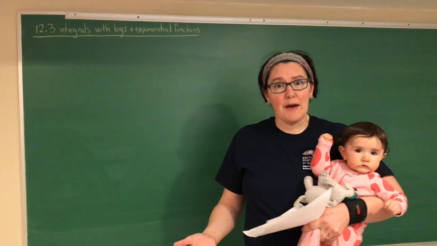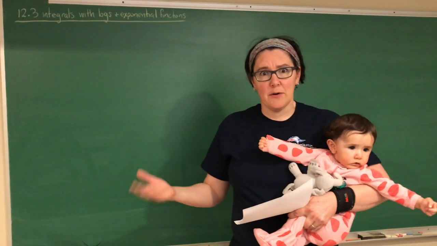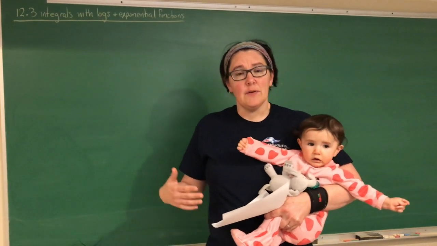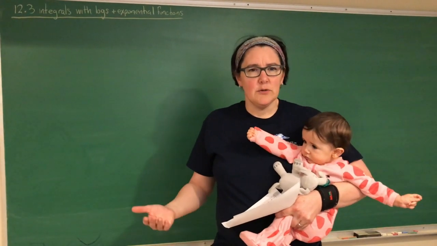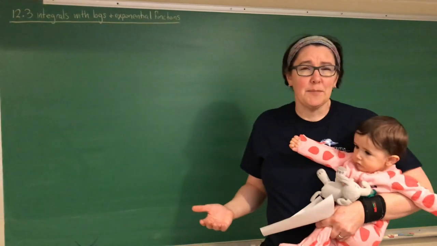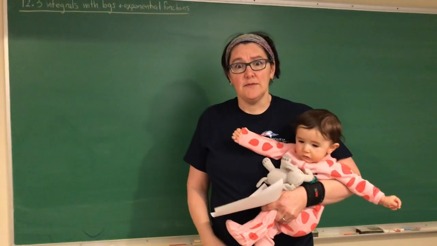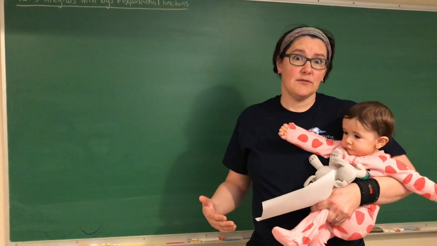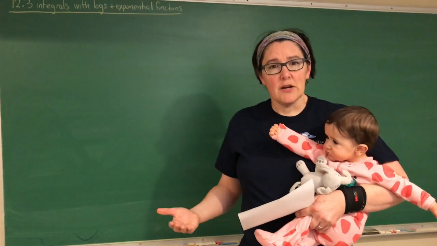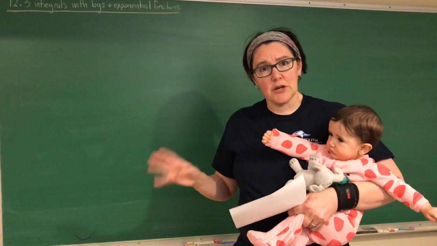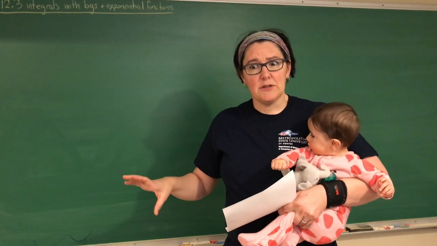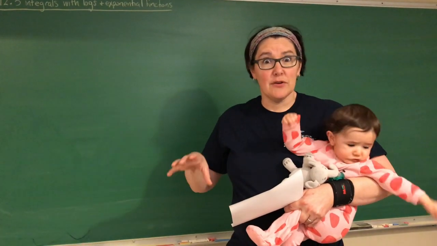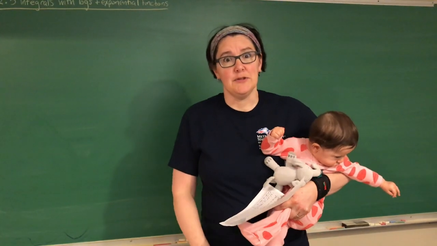So we've talked about the power rule, where we add 1 to the power and divide by the new power, and we've talked about how to deal with slightly more complicated functions using U substitution. What we haven't talked about is antiderivatives for the log function and the exponential function. So we're going to talk about those, and then incorporate them into our ideas of U substitution.